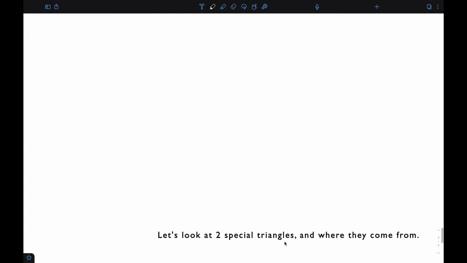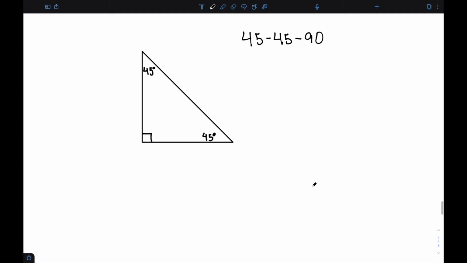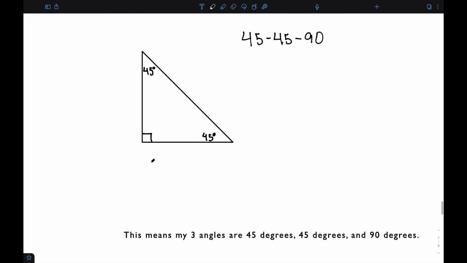Let's look at two special triangles and where they come from. Let's start with a 45, 45, 90 triangle. This means my three angles are 45 degrees, 45 degrees, and 90 degrees. So this is an isosceles right triangle. That tells me that two of the sides are going to be equal.